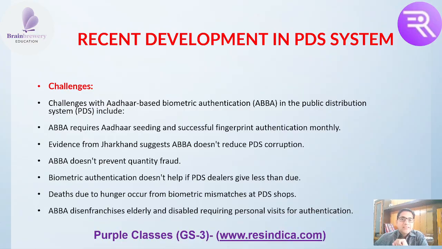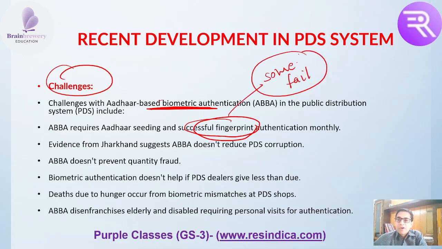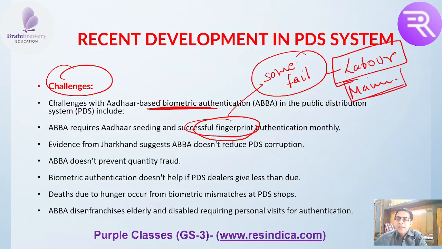But what are the challenges related to Aadhaar based biometric authentication? There are certain challenges when we utilize this. It requires successful fingerprint authentication monthly. Every month you have to go and do successful authentication. Sometimes the fingerprint fails, maybe because these are people of the labor class who do a lot of manual labor, and because of that their fingerprints get damaged sometimes. So there is still an issue of fingerprint authentication every month.